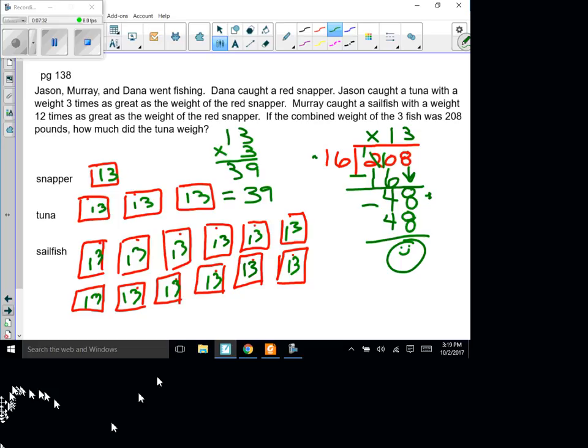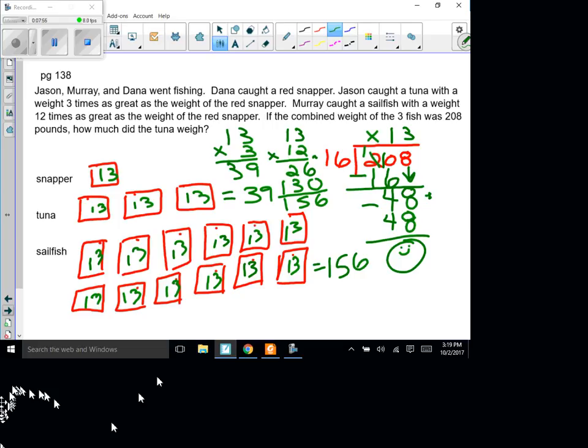Now look at this sailfish. There's 12 of them. 13 times 12. Let's find out how much this thing weighs. 13 times 12. 6, 2, 3, 1. 6. It's 156 pounds. So now you can say, all right, that's my answer.